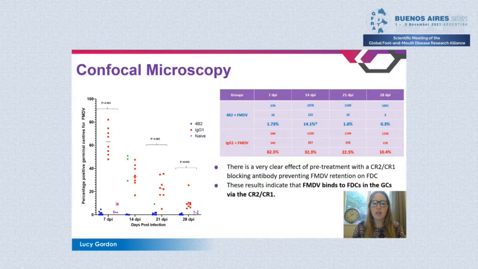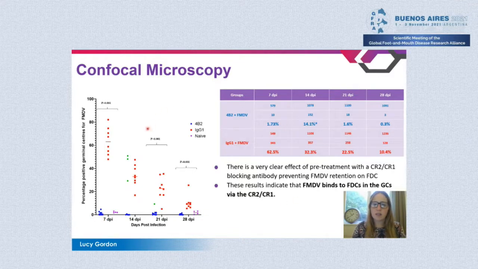This is a graphical representation of the confocal data. In blue we have the 4B2, and in the red squares are the isotype control group. You can see from 7 days post-infection up to 28 days post-infection, there is a very clear effect of pre-treatment with the complement receptor block, preventing FMDV antigen retention on FDCs. I've highlighted some mice in green, which are highlighted throughout the presentation, and these are mice where the antibody treatment did not appear to be successful. This was not too surprising, and it's also why we used 8 mice per group per time point.